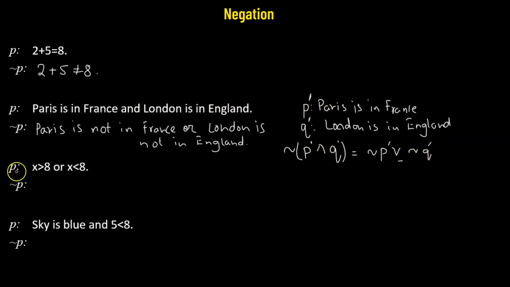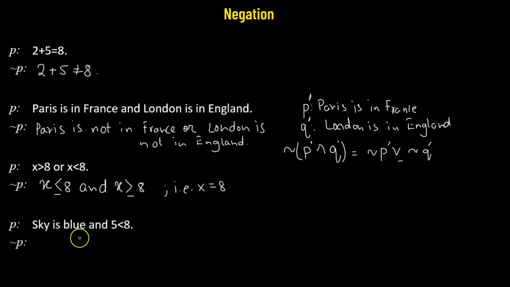So I should have taken P prime and Q prime. Okay, let's go to the next statement. X is greater than 8 or X is less than 8. So X is greater than 8 becomes X is less than or equal to 8. Or will become and. We have X which is greater than or equal to 8. There is only one possibility where X is both less than or equal to 8 and X is greater than or equal to 8. So that is X is equal to 8.